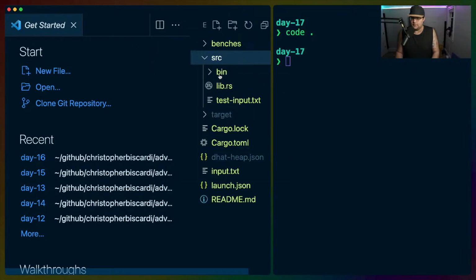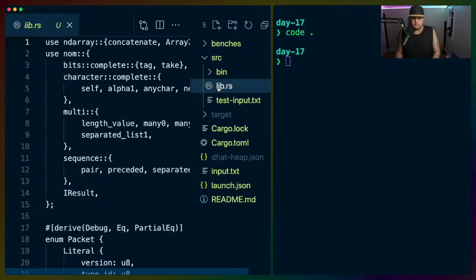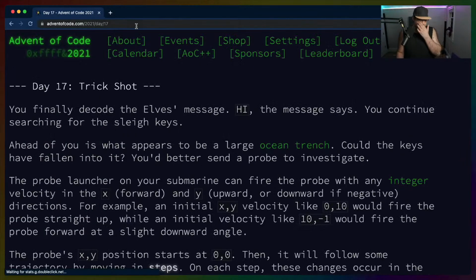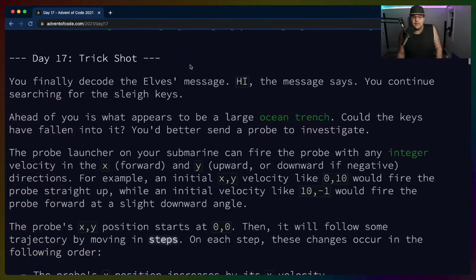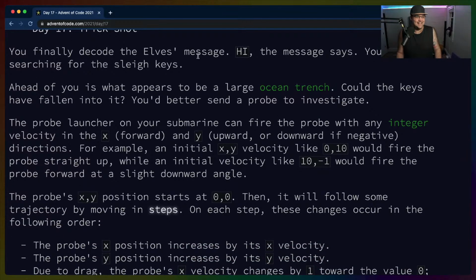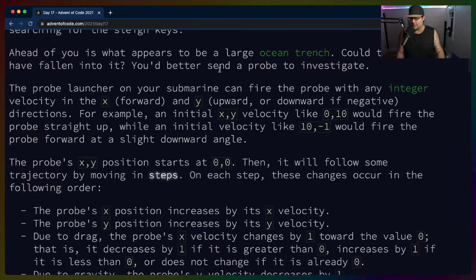All right, source, lib. We're probably going to do a non-parser. We probably aren't going to do a binary non-parser. Actually, you know what? If we just go to day 17, I was reading this problem before stream, and oh boy, is it not fitting in my head. Y'all are all saying it's an easy problem, so I'm going to trust you.